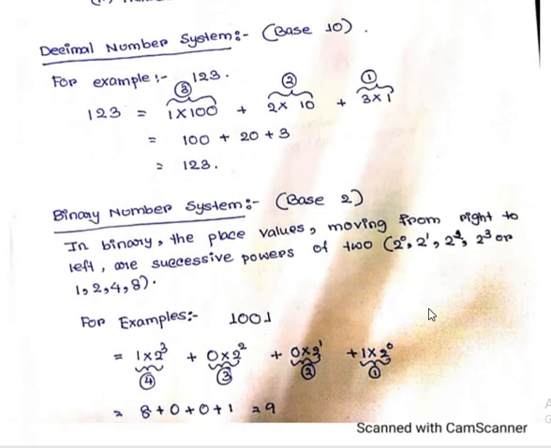Now in the case of the binary number system, the base of the number is 2. So why is it 2? As we have already told, in the binary number system we only have two digits: either 0 or 1. Since it is either 0 or 1, we have only two numbers. So the base of the binary number system is 2.